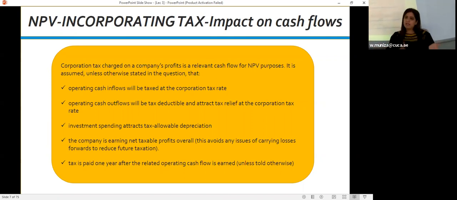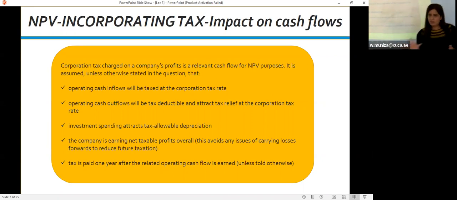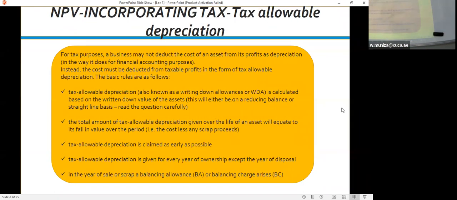Say for example, in the first year you make the operating cash flow. In the second year, taxation will be paid. This is the normal assumption. And normally in exam questions, they do mention that the taxation is paid 1 year in arrears.